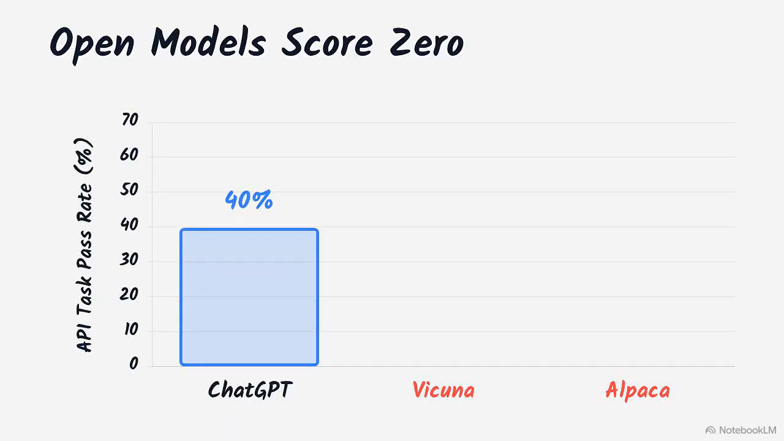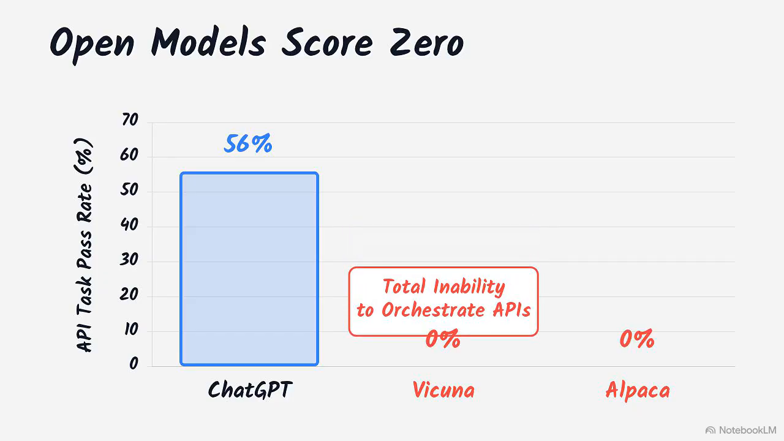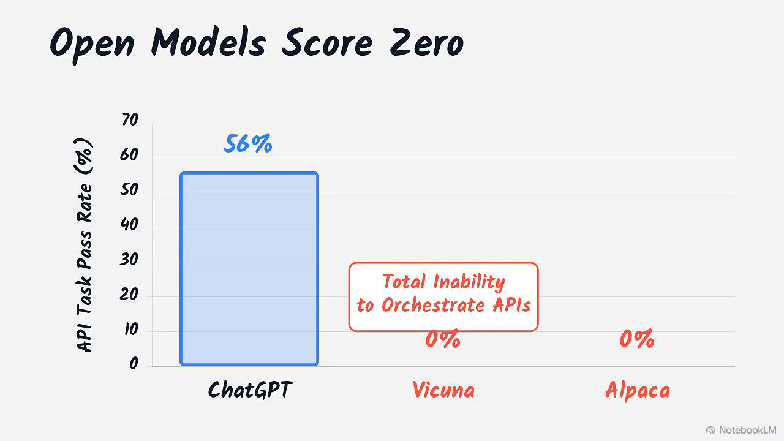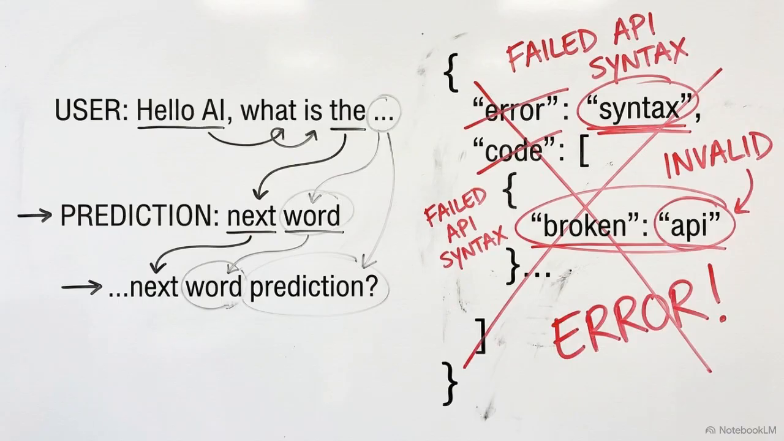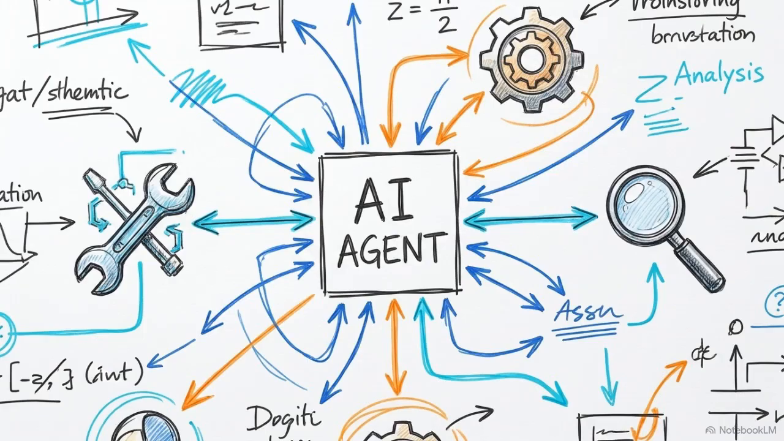This chart compares pass rates on exactly that task. You can see the closed-source model, ChatGPT, completing complex API calls, while the baseline open-source models, Vicuna and Alpaca, score exactly 0. General instruction tuning optimizes an LLM to predict the next word in a language task. It completely ignores the structural logic required for tool use. Bridging this gap requires an architecture that explicitly targets the tool use domain.